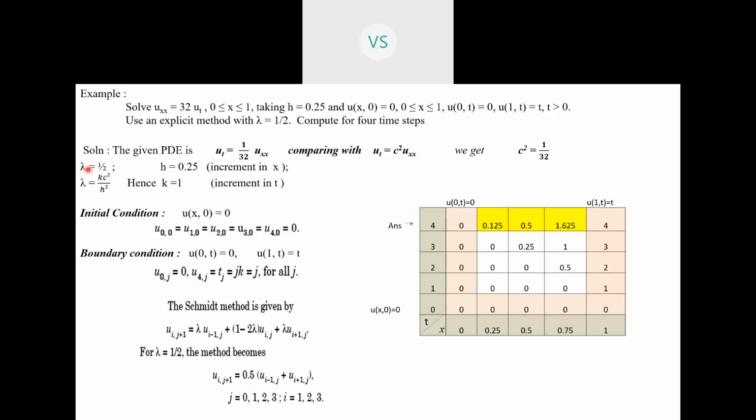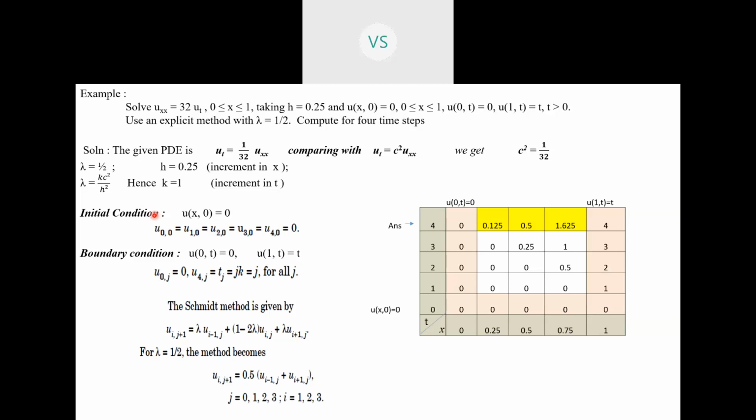So lambda is known to you. Lambda has the value of 1 by 2. h you know. h is the increment in x, it is 0.25. So using the equation lambda is equal to k c square by h square, you can find out the value of k. So the value of k is equal to 1. So increment in t, t increases by 1. Okay, t increases by 1.